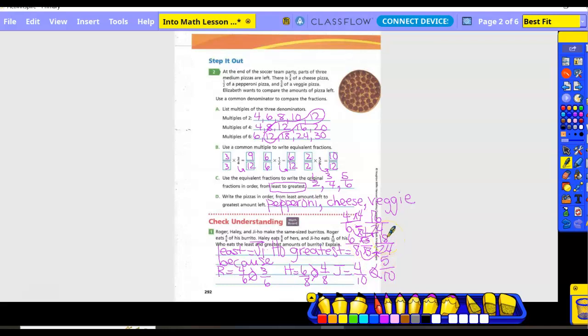So which one is more? 4/6 or 6/8? 6/8. So who is that? That's Haley, right? Okay, so the least was Jaiho and the greatest was Haley.